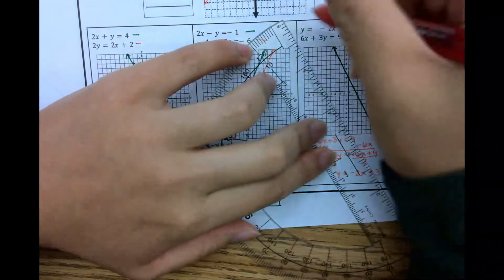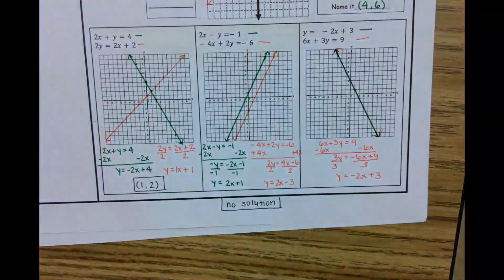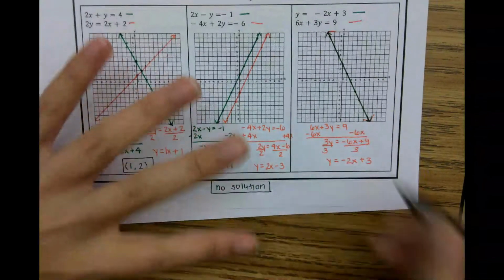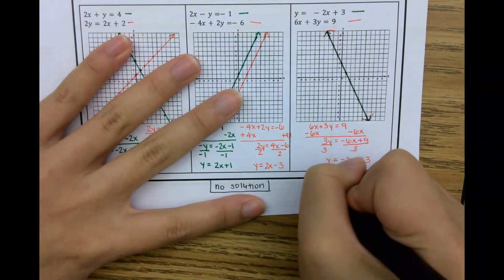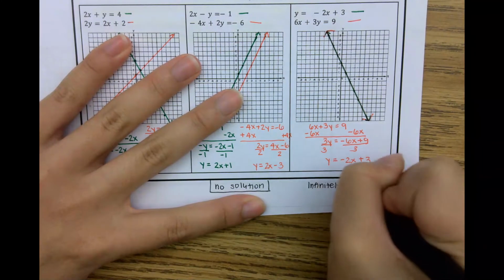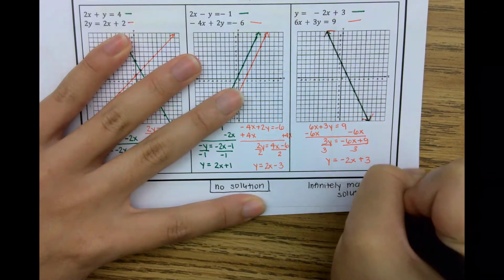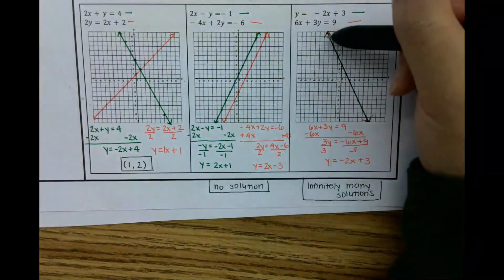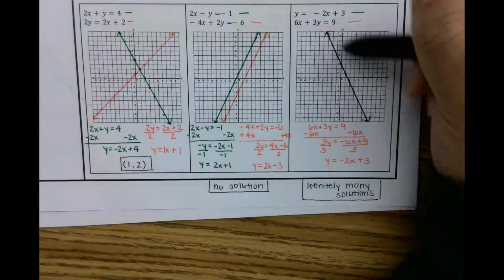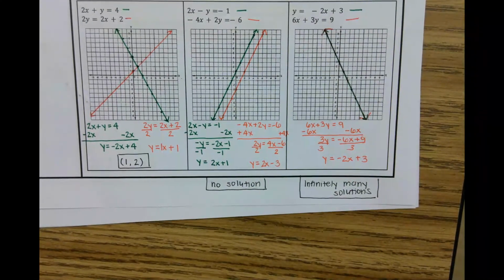which since they're the exact same line then, that means they touch at every point, which means every point on this line is a solution, which means that I have an infinite amount of solutions, or infinitely many solutions. Okay? In this case, it is not all real numbers, right? It's not any point that works. No, it's only the points that are on this line, and there are an infinite amount because they go up and down, right? So the answer is infinitely many solutions.